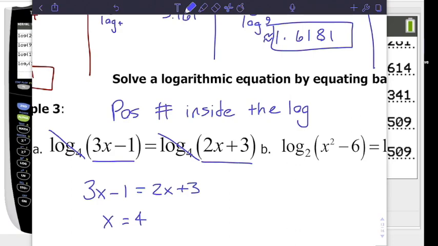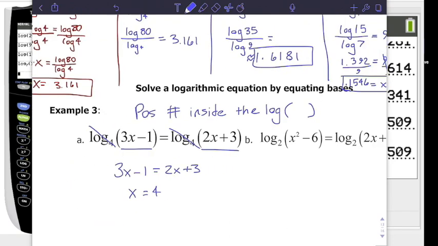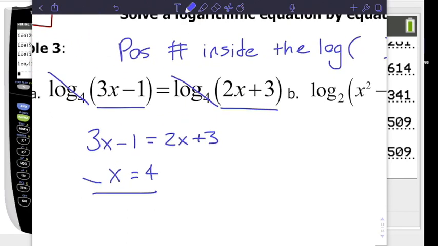I guess we'll say inside the log parentheses like that. So positive numbers inside the log parentheses. If I plug 4 back in, I need to make sure that yields me a positive number. 4 times 3 is 12. 12 minus 1 is 11. So that should work out.